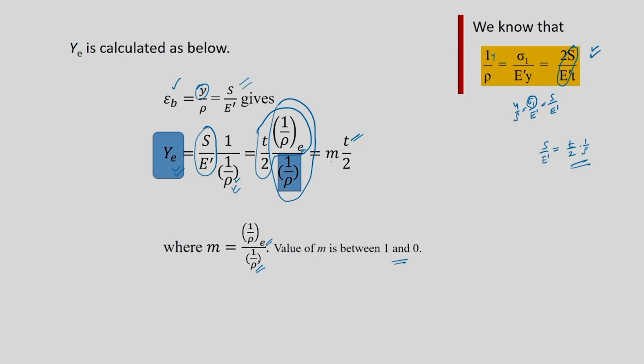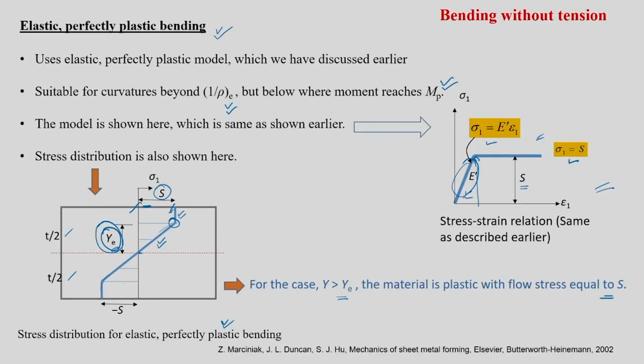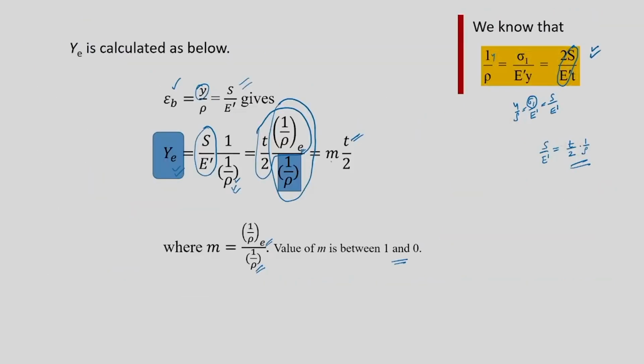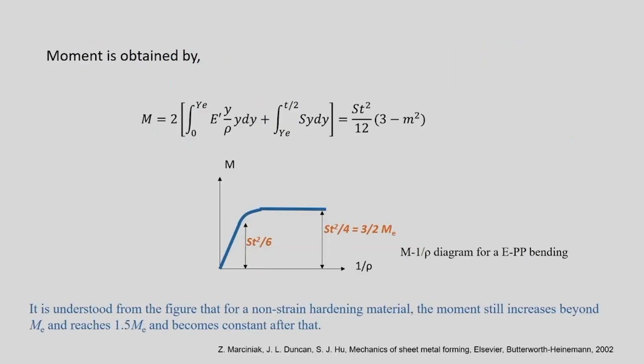So, a simple question can be asked like this: evaluate ye. Ye, that means the transition between this part and this part. Calculate ye for a material which follows elastic perfectly plastic bending. We can go back to this original equation, and from here we can get ye. Now for this particular case you can also get the moment.